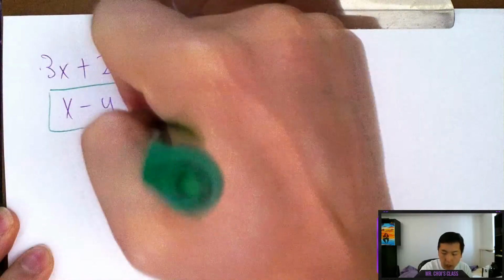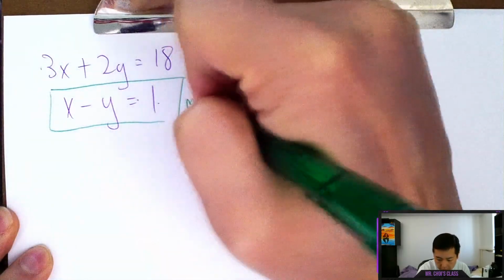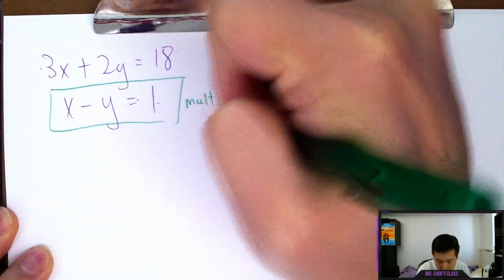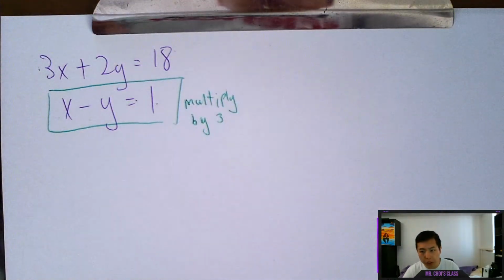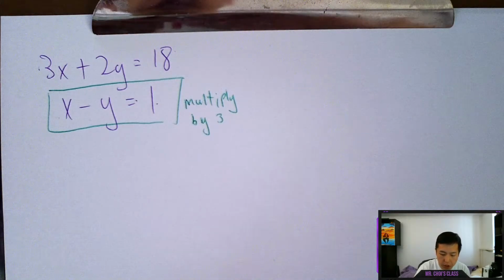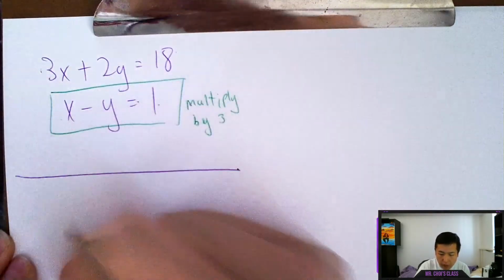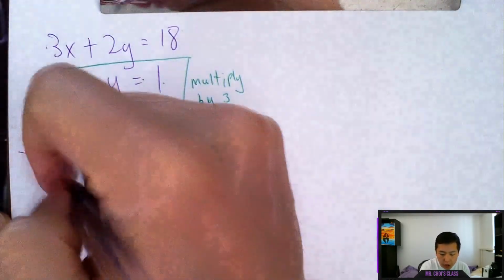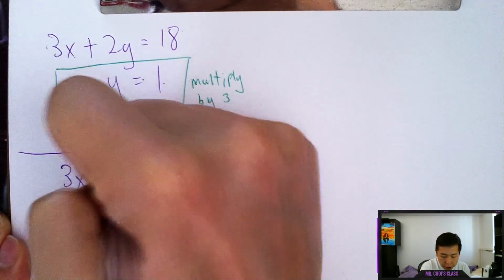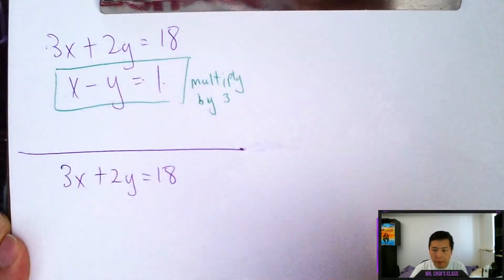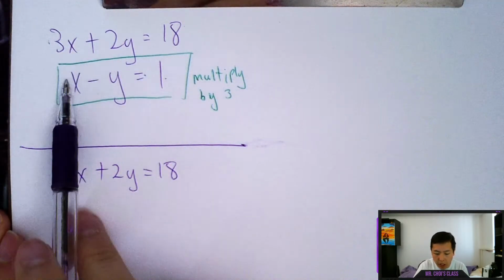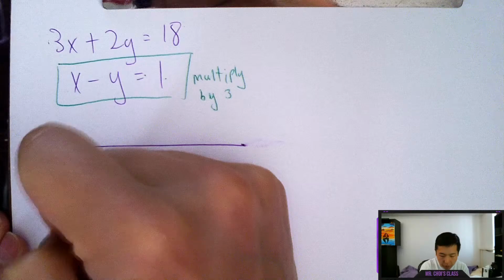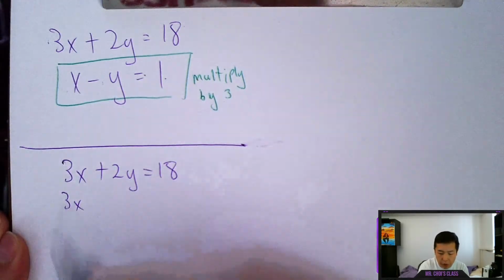So if the coefficients don't match, what we can do instead is multiply the equation to make them match. So I'm going to take this second equation, and I'm going to multiply by 3. So if I take the whole equation and I multiply it by 3, this is what happens. My first equation I am not changing, so I'm keeping it the same. My second equation I'm multiplying by 3. So 1 times 3 is 3. Negative 1 times 3 is negative 3.